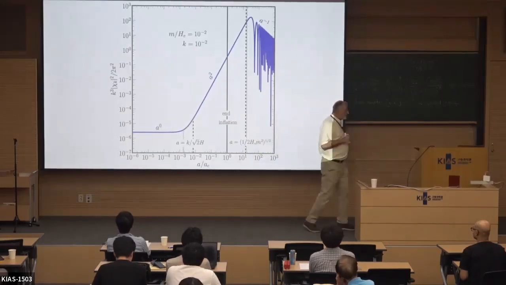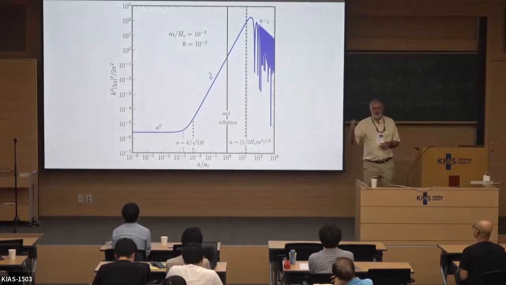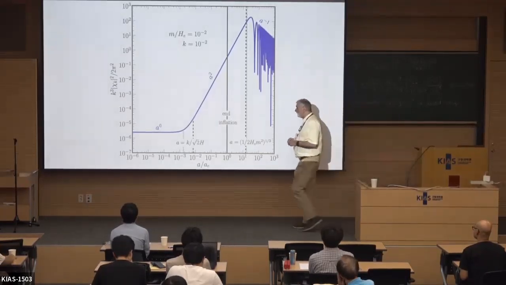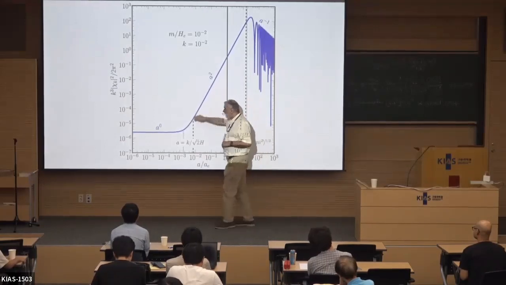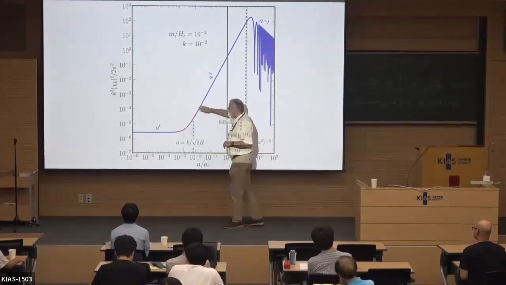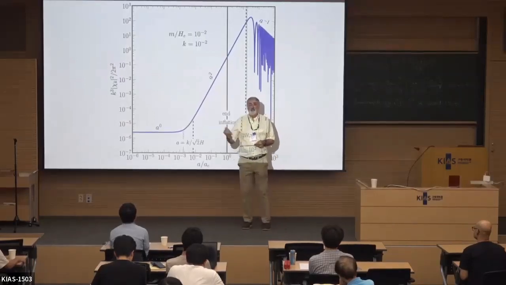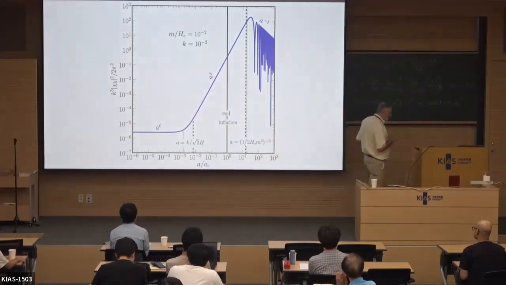And you can see this just by expanding the Hankel functions for nu equal to 3/2 rather than nu equal to 1/2. So this is for m over H_E smaller than 1 and k of 10 to the minus 2. And there's a growth in chi squared during the inflationary period for minimally coupled scalars, where there's not for conformally coupled scalars.